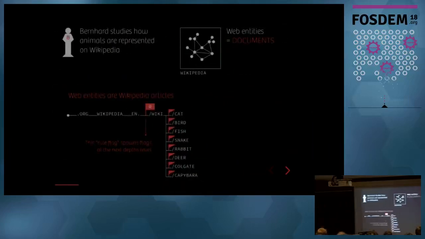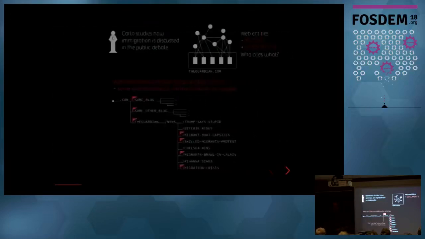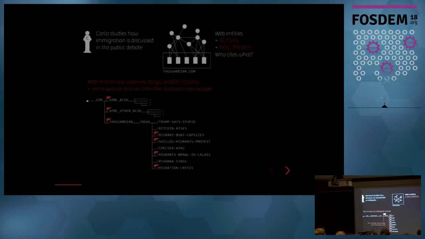In another use case, Bernard wants to study animals represented on Wikipedia, and in this situation, it would be about different Wikipedia articles as different entities, and we can have sort of a meta flag spawning flags at the next level so that we know that all Wikipedia pages are different pages, different entities.